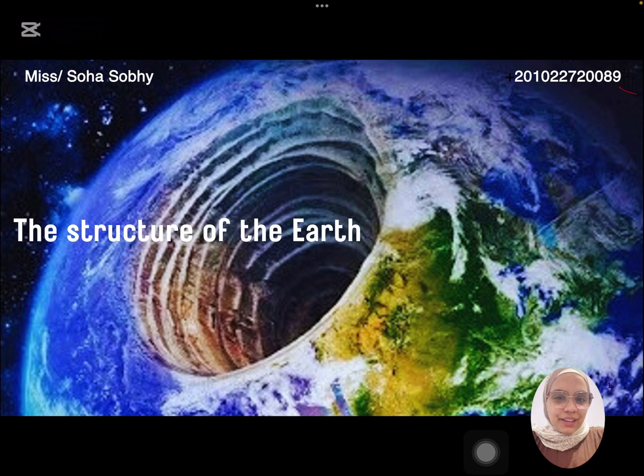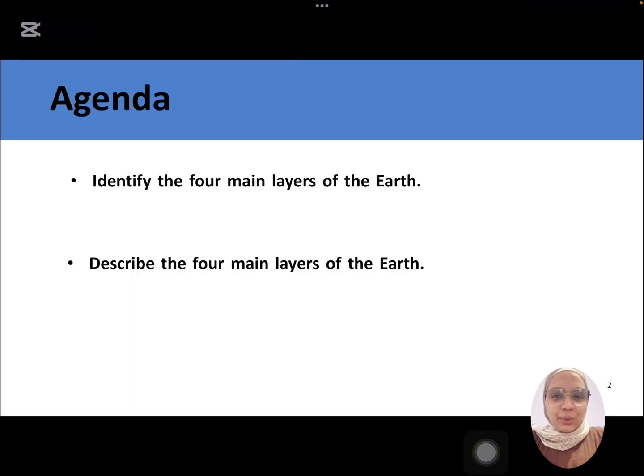As you know, the outside part of the Earth is made of rocks and water, but have you ever wondered what's below this external structure? Well, below the Earth's surface, we find the internal structure, which is made up of four different layers. Today, we will identify and describe each of these layers in detail.